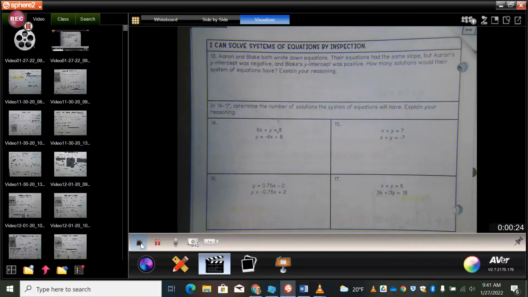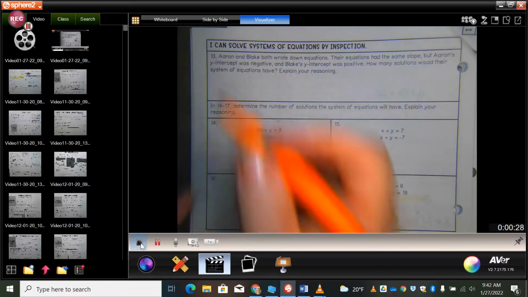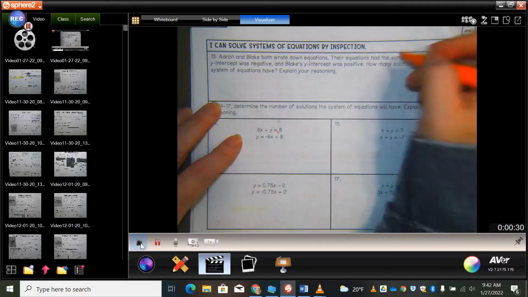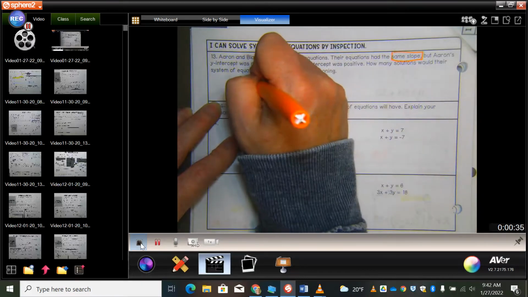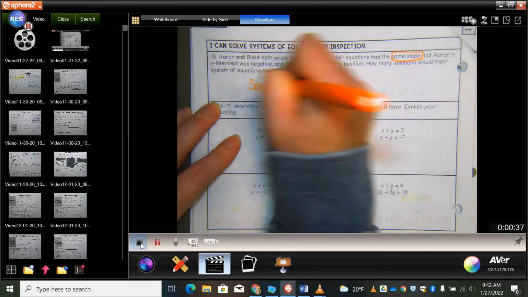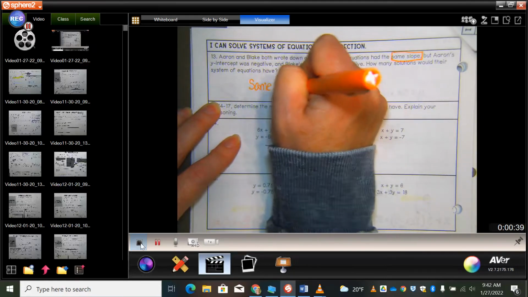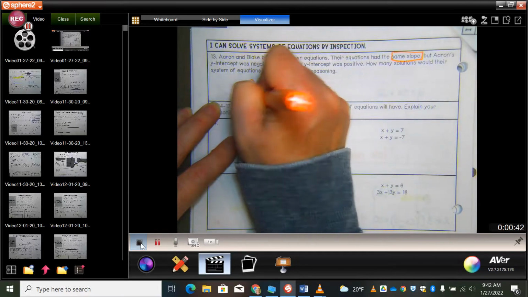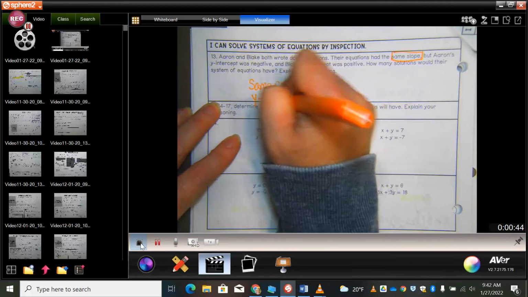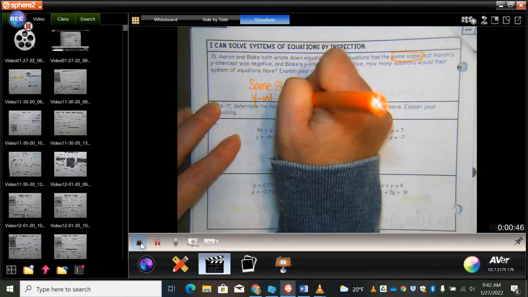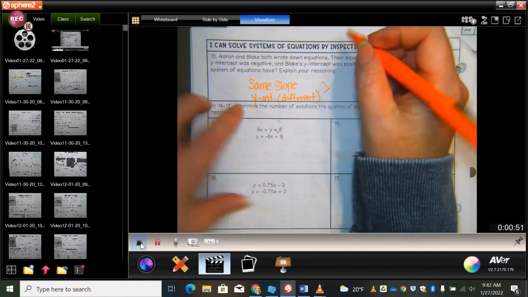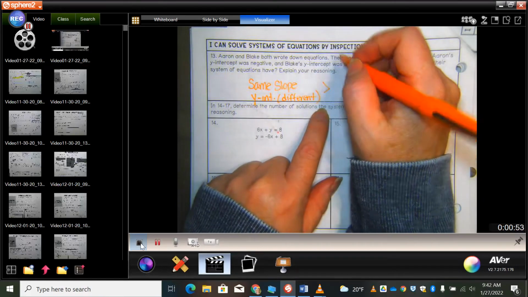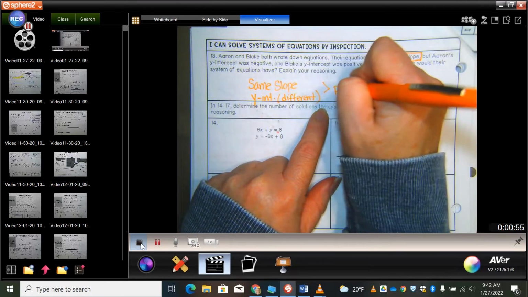Explain your reasoning. Well, anytime that they have the same slope, so again, it was important to notice that it said right here, they had the same slope, but their y-intercepts were different. It means they would be parallel lines, okay? Anytime the slope is the same, the y-intercept is different, they're going to be parallel lines.